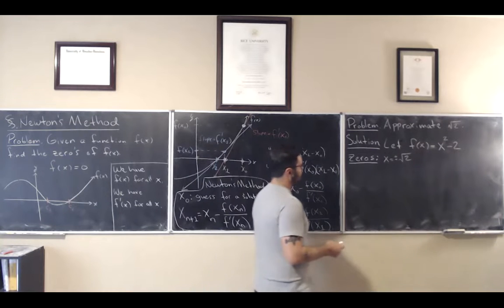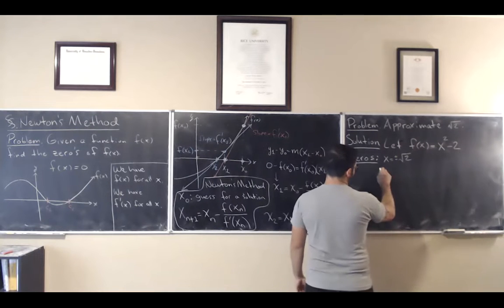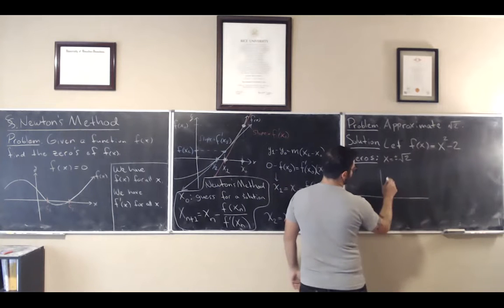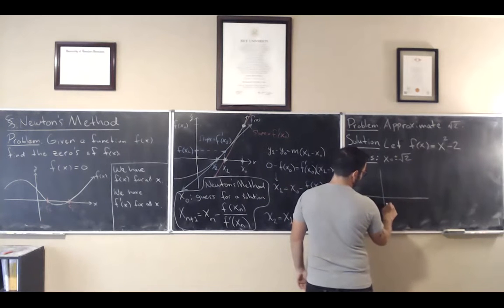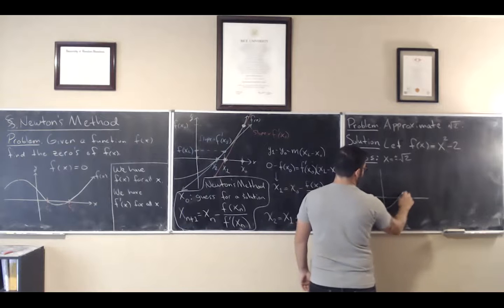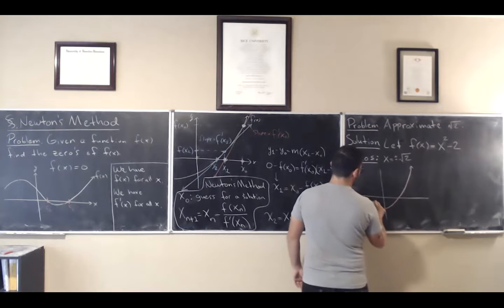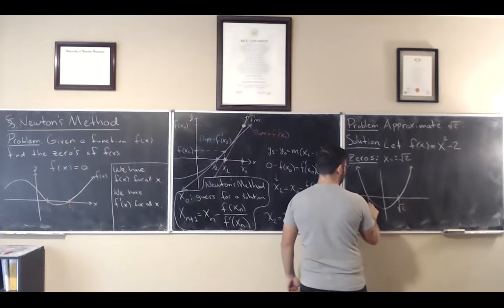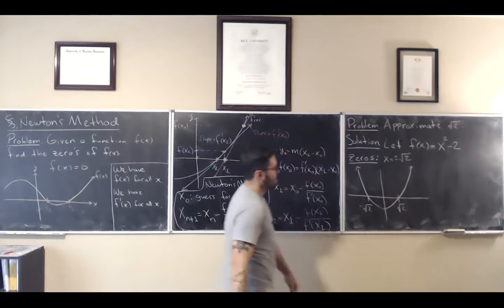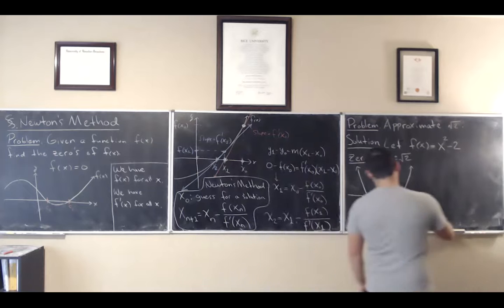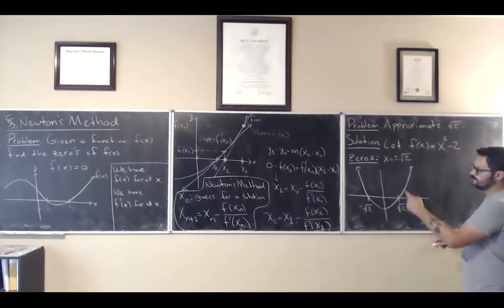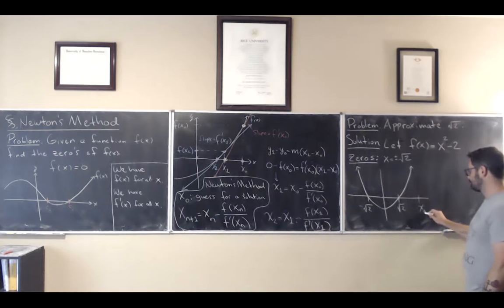And you can see that it's going to work out graphically pretty nice. It's just the parabola taken down by 2. So this would be root 2, and this would be negative root 2. So if we just make a guess over here somewhere as our initial guess and then run Newton's method, hopefully we'll run into that.